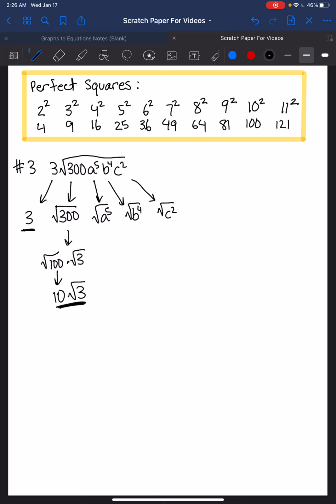Now let's figure out the variables. So we have the a to the 5th. Again, it's a square root, so there's a 2 there. Write it as an exponent. In over out, 5 over 2. Now, this time, we have an odd number on top. Obviously, we can't divide this by 2. So, let's think about this.